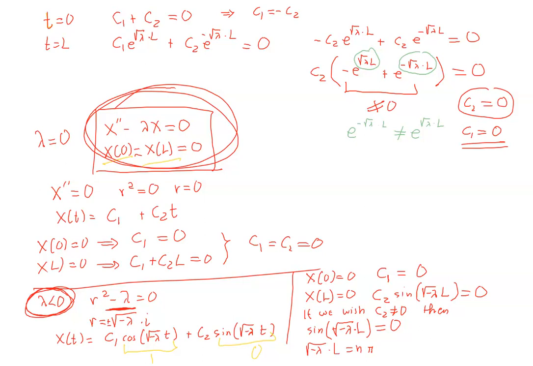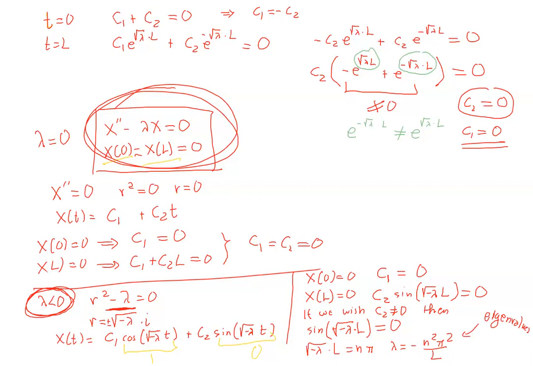And if you solve for lambda, you will find that lambda is equal to minus n squared pi squared over L squared. That's how much lambda should be. So these are our eigenvalues. These are the special values for which we have a non-zero solution. And now we can ask, okay, fine, we have a non-zero solution for this.